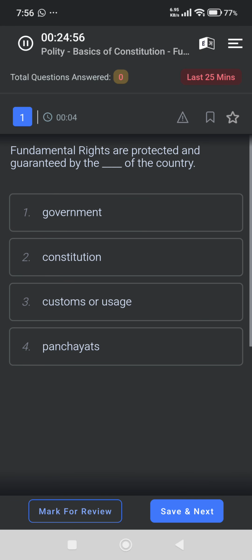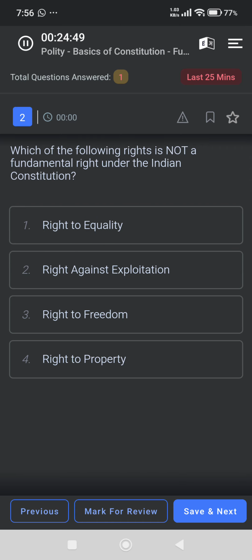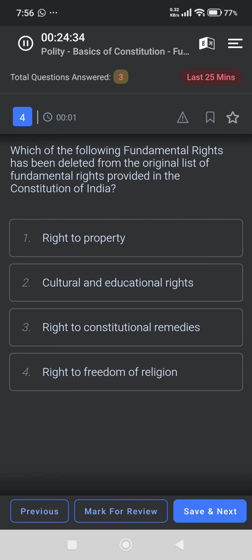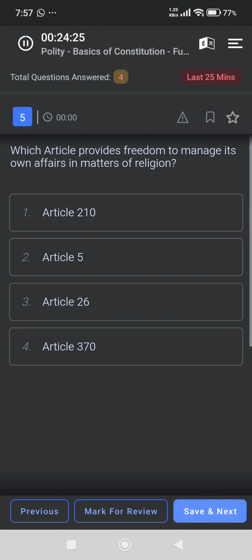Fundamental rights are protected and guaranteed by the Constitution of the country. Which of the following is not a fundamental right? Right to property. According to the Indian Constitution, all are fundamental rights except right to property. Which of the following fundamental rights has been deleted from the original list of fundamental rights provided in the Constitution of India? Right to property.